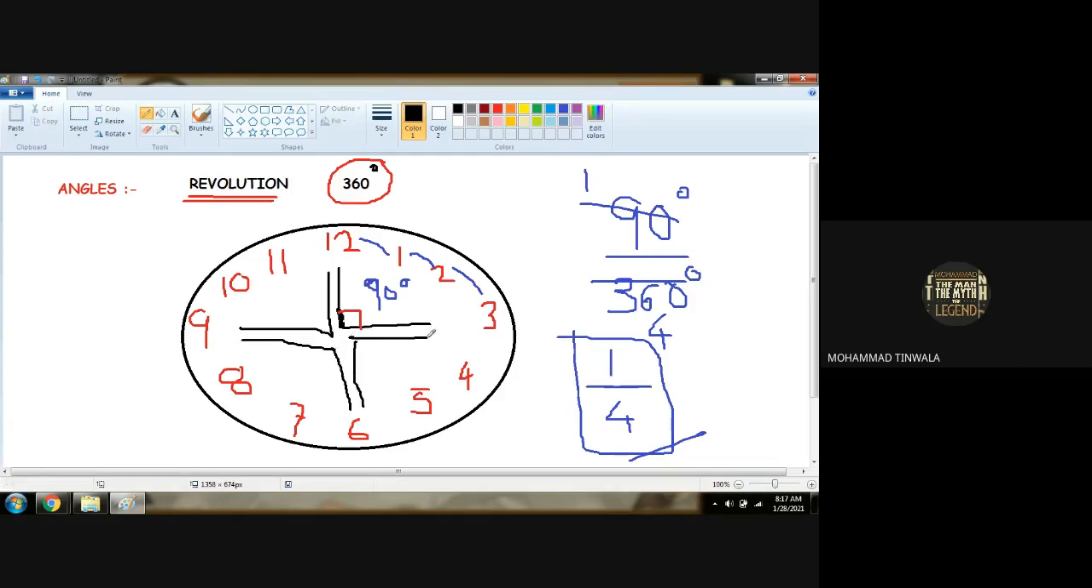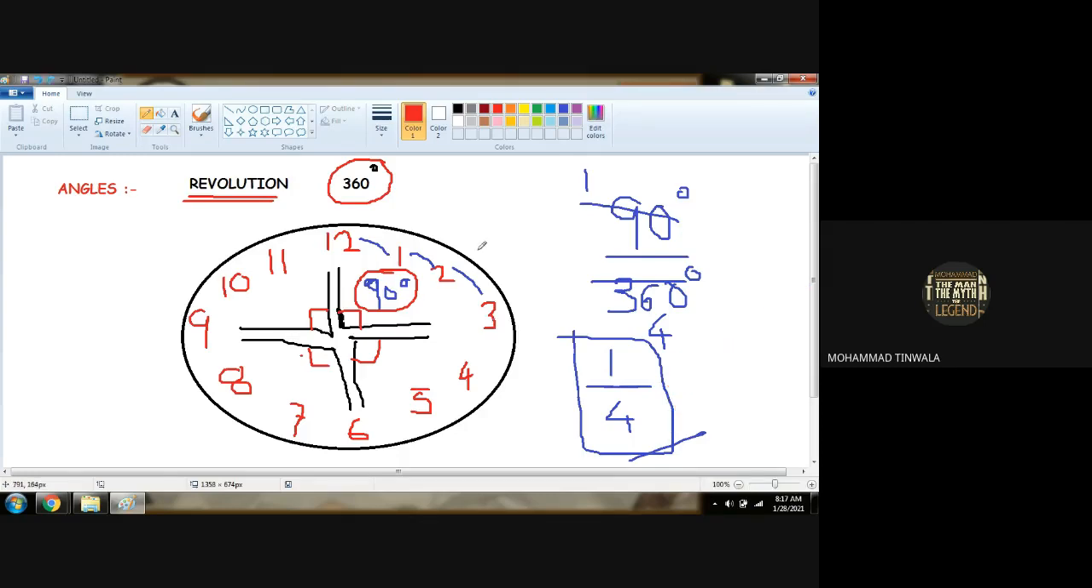Are you getting? So each must be of 90 degree. Each must be of 90 degree. So total there will be 4 parts. Out of them we have found one part, 90 degree. So the revolution is 1/4. Are you getting how to go through the revolution of the angles clockwise?